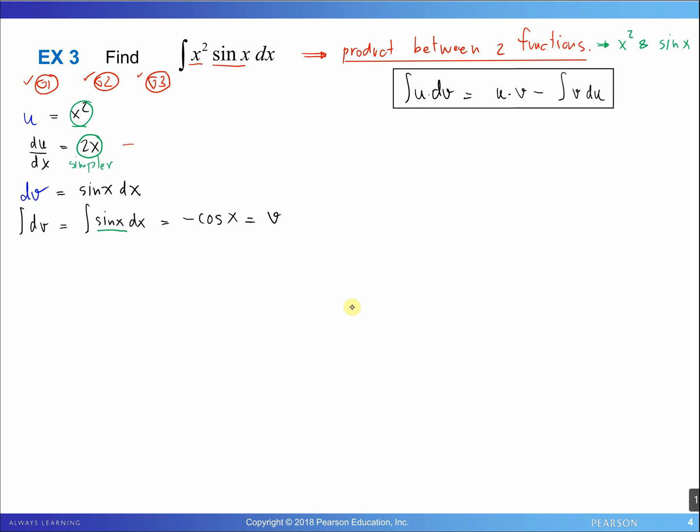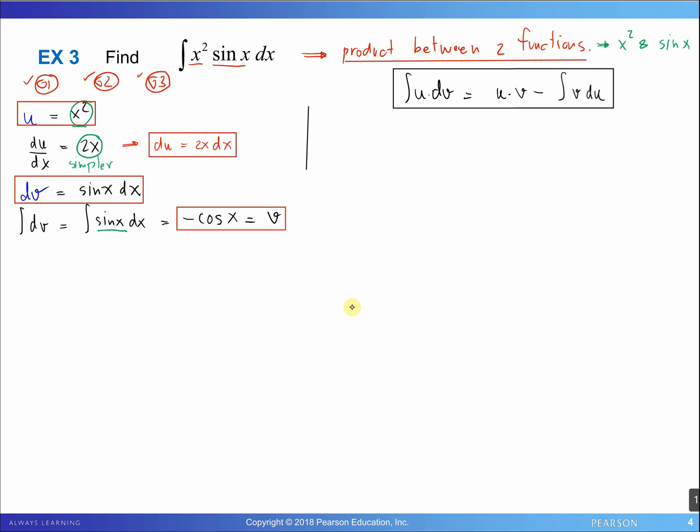From this, we also know that du is equal to 2x dx. And now we know that u is equal to x squared, du is equal to 2x dx, dv is equal to sine x dx, and last one, v is equal to minus cosine x. And now we put everything together on the right hand side. Integral of u, and that is equal to x squared, dv equal to sine x dx. So let's put it right here.